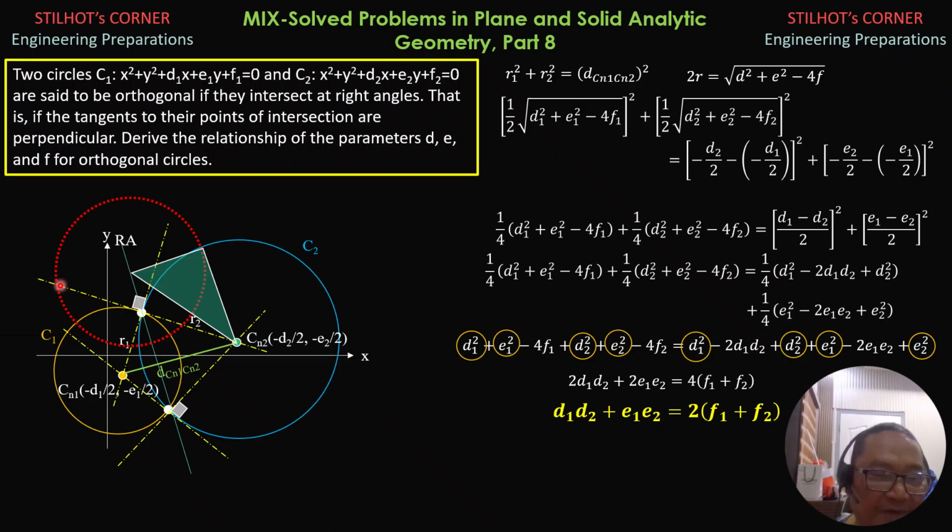Likewise, for this third circle, which is orthogonal to circle 1, so the center is still there, that's 90 degrees. One point of intersection. This is the other point of intersection, and this is also the other point of intersection. So that would be enough.